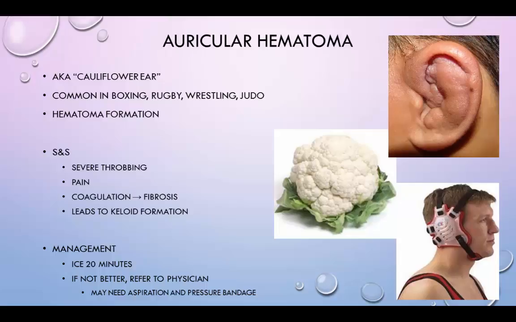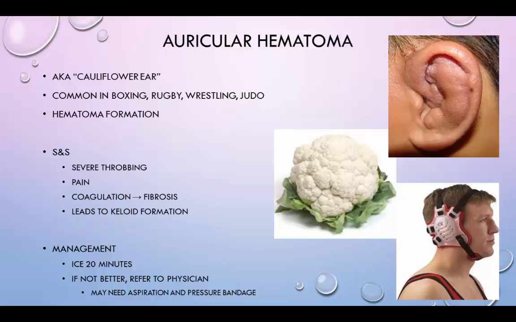Common signs and symptoms include severe pain and throbbing, coagulation or pooling of the blood, which results in a hardening of the tissue, and a fibrosis, which leads to keloid scar formation. To manage auricular hematomas, apply ice for 20 minutes. If it is not better, refer to the physician as it may need aspiration or drainage and a pressure bandage.